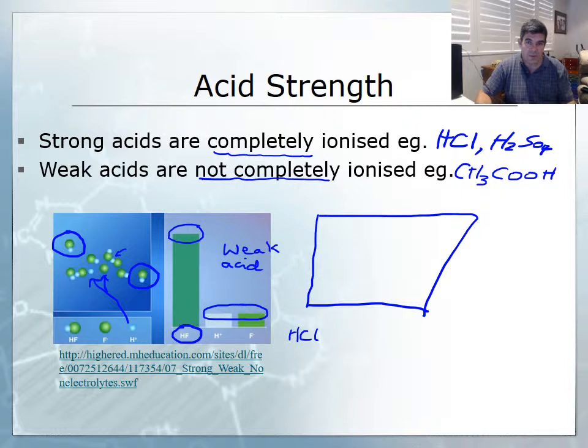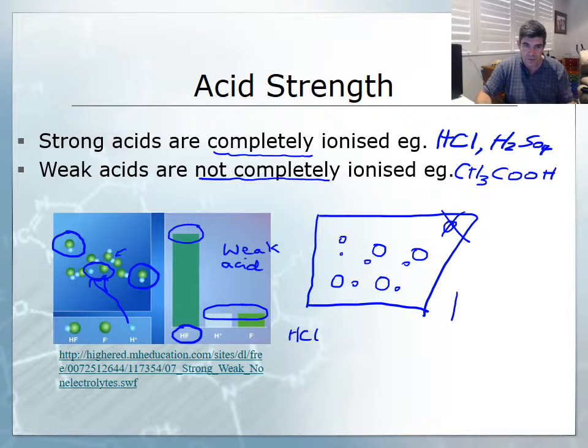The main reason it would differ is because we would have lots and lots of hydrogens and anions and none of these. Okay? It would fully ionize. So over here we've got lots and lots of molecules and not very many individual ions, whereas HCl would be dominated by the individual ions.